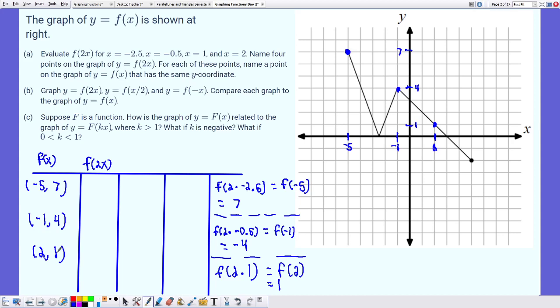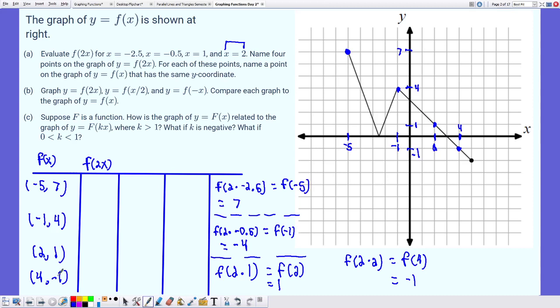Now, if we were to keep going for the last one, f of 2 times 2, where x is equal to 2, is f of 4, which is equal to, 1, 2, 3, 4, and our y value is negative 1. So we have 4, comma, negative 1.